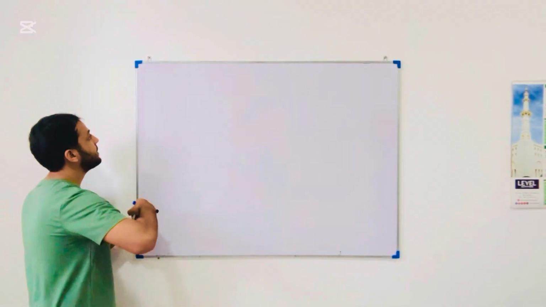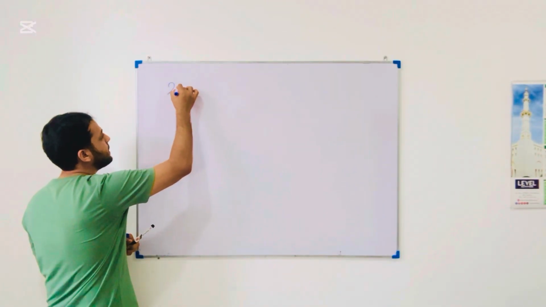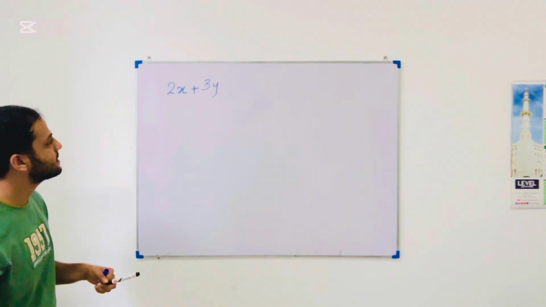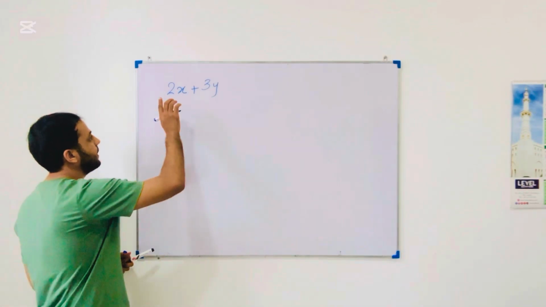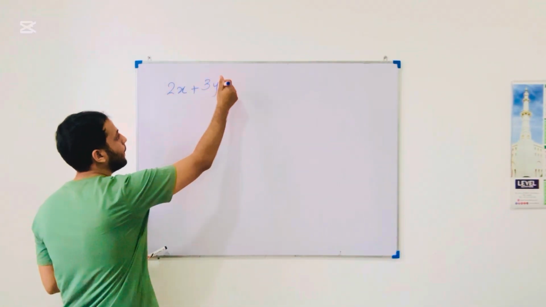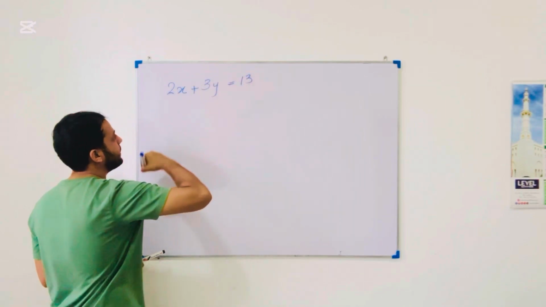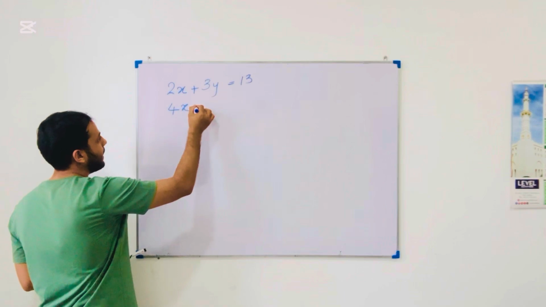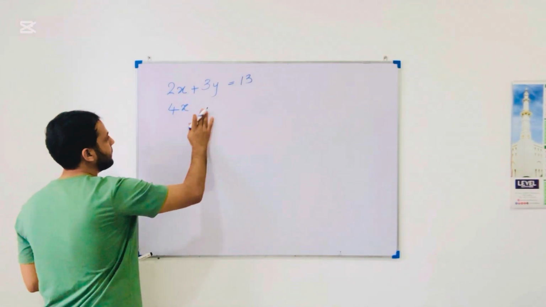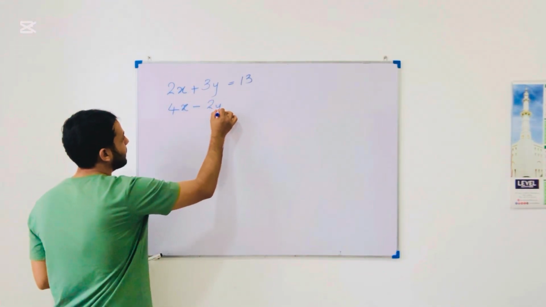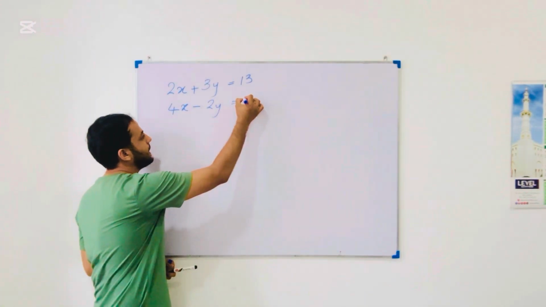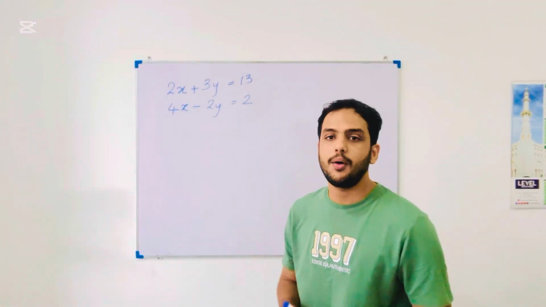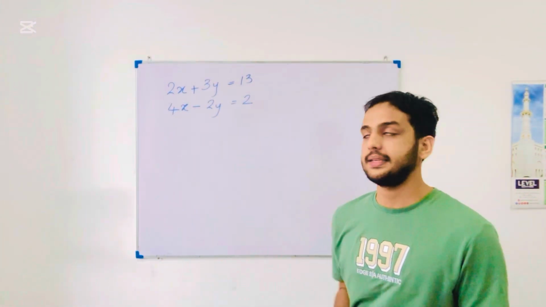Right. Now let's say, for an example, I'll take a very easy one. Let's say we have 2x plus 3y, that is equal to 13. At the same time, let's say we have 4x minus 2y, that is equal to 2, right? Now, let's say you have both these equations and your goal is to find the value of x and y.